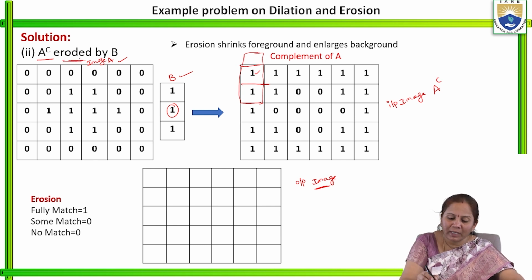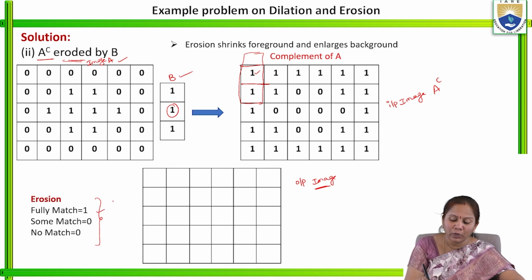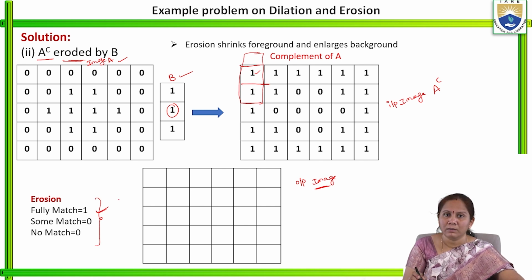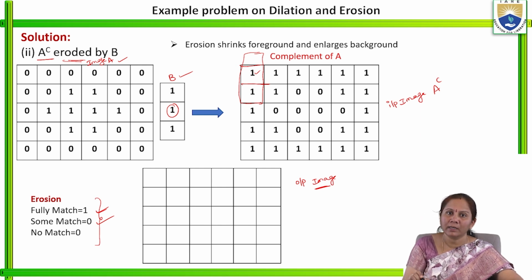As we are performing the erosion operation, according to the rules of erosion, if it is fully matched, that means if all the elements of A and B match, we have to place the calculated pixel value in the output image as 1. If there is a partial match also in erosion, we have to put the output element as 0. And if there is no match, the output element will be 0.